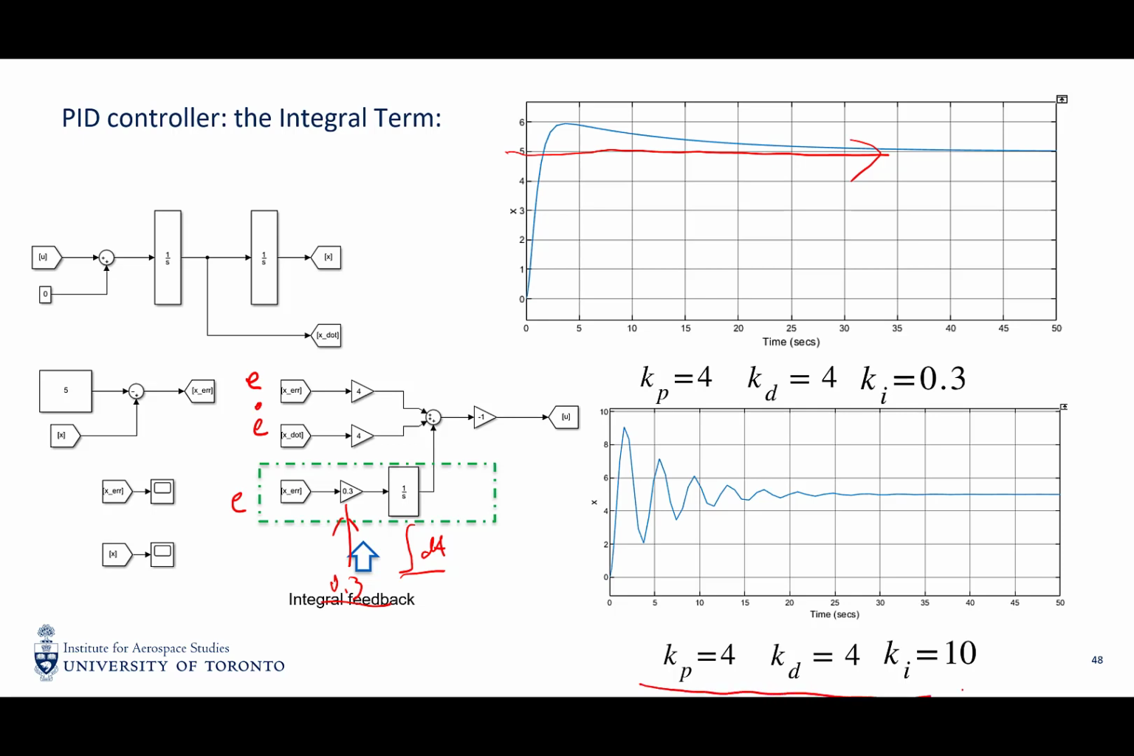But if you have too large of a Ki gain, the integral gain, you will have a very large oscillation, very large overshoot, and also very long oscillations in the response. So integral gain is good for canceling steady state error, but you should be careful not to set too high values for it. Good.